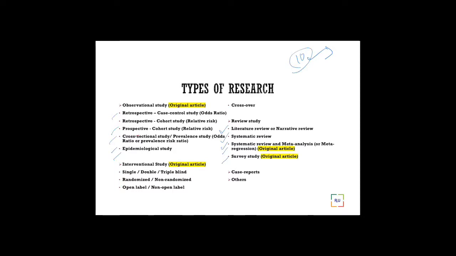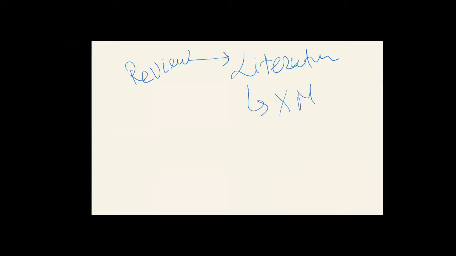Now, the problem with these articles is they have a huge bias. There is no method, there is no methodology. This review article, literature review, has no method. If no method, then no result. Now, if your article has no methods, no results, why should someone accept? Why should someone accept your findings?